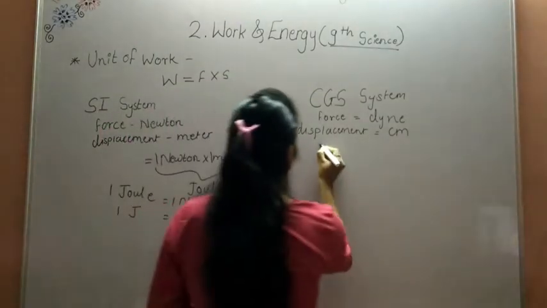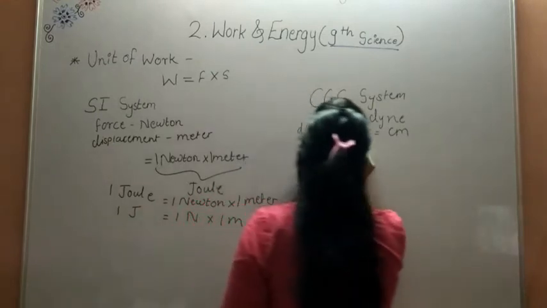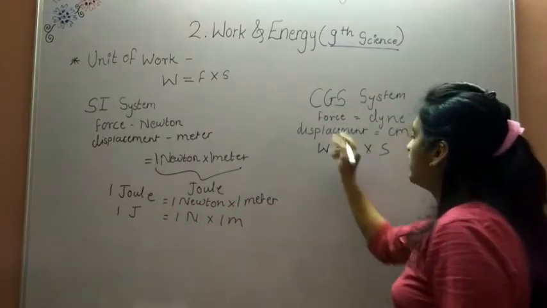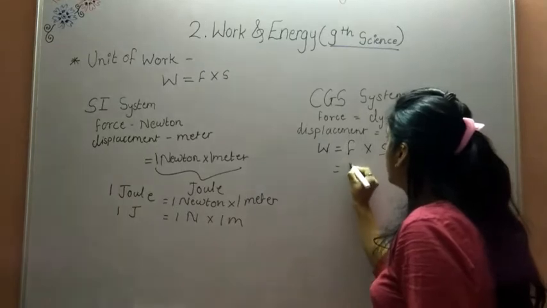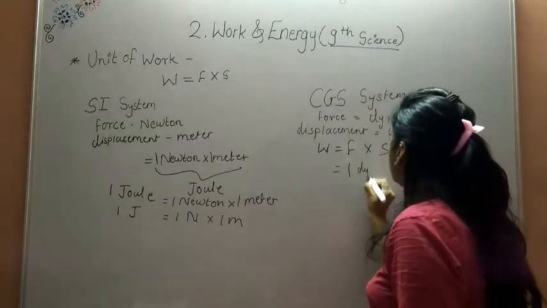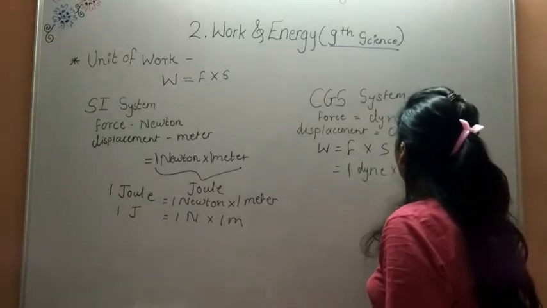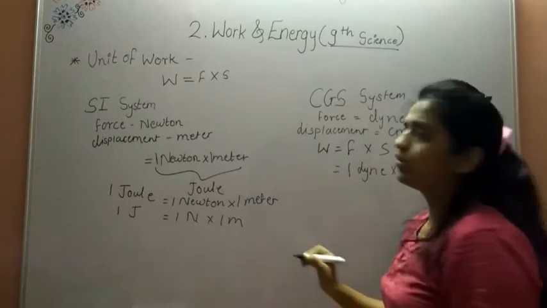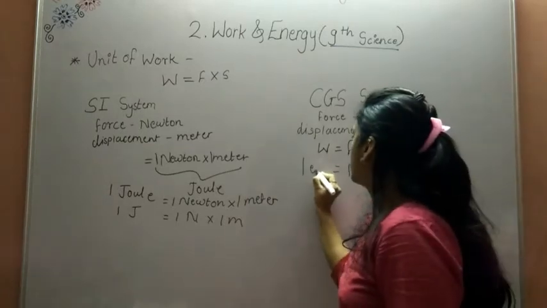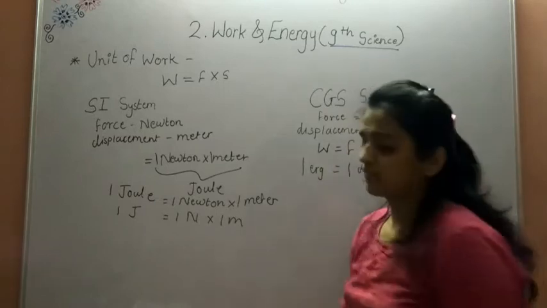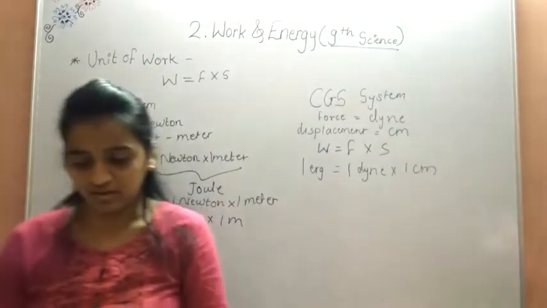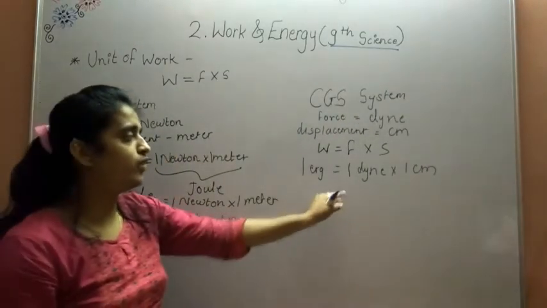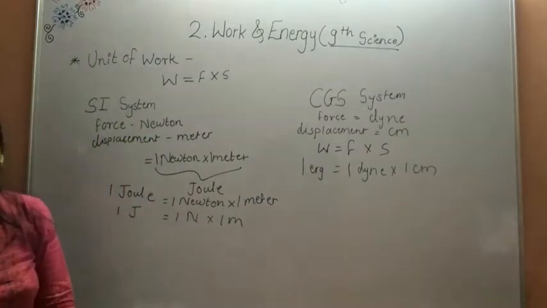Work W is equal to F into S. But in the CGS system, 1 dyne into 1 centimeter together we call 1 erg. So 1 erg is equal to 1 dyne into 1 centimeter.